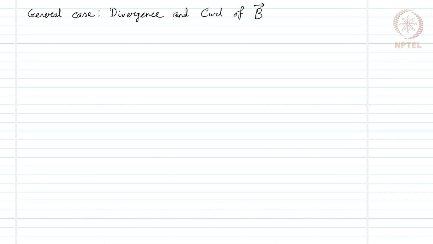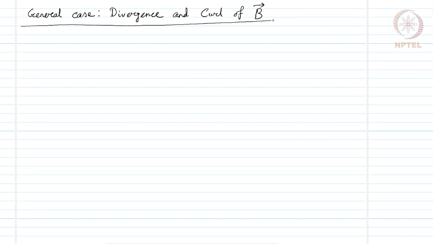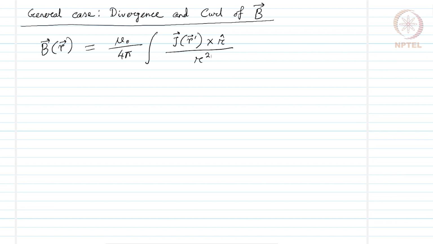So, let us try to calculate the divergence and curl of B from a general expression of the magnetic field that we obtained from the Biot-Savart law. The Biot-Savart law gives us that the magnetic field in the presence of a volume current can be expressed as mu naught over 4 pi integration over j, that is a function of r prime, the source coordinate system, cross r cap over r squared d tau prime.